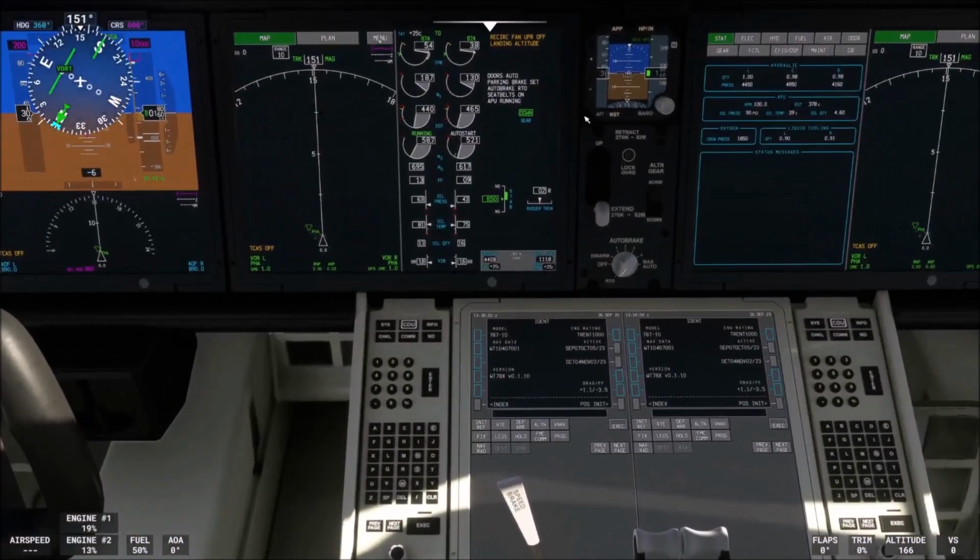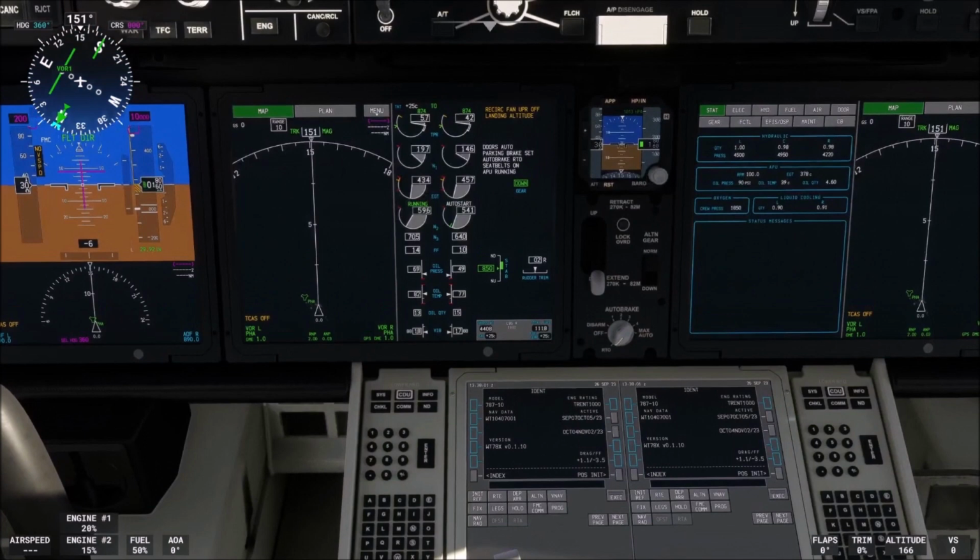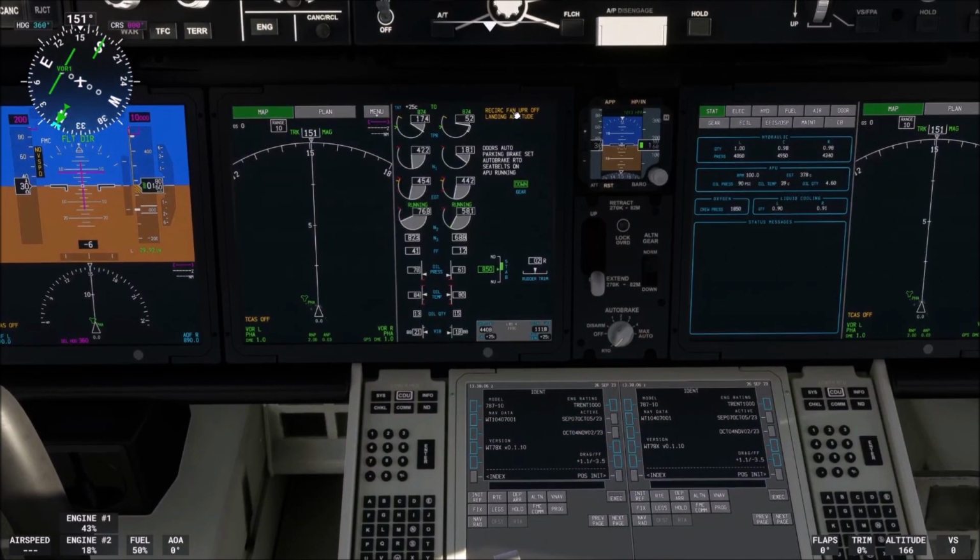Okay, you can have a look here, and you see most of the warnings disappeared. This landing altitude, I didn't understand what this thing is about.